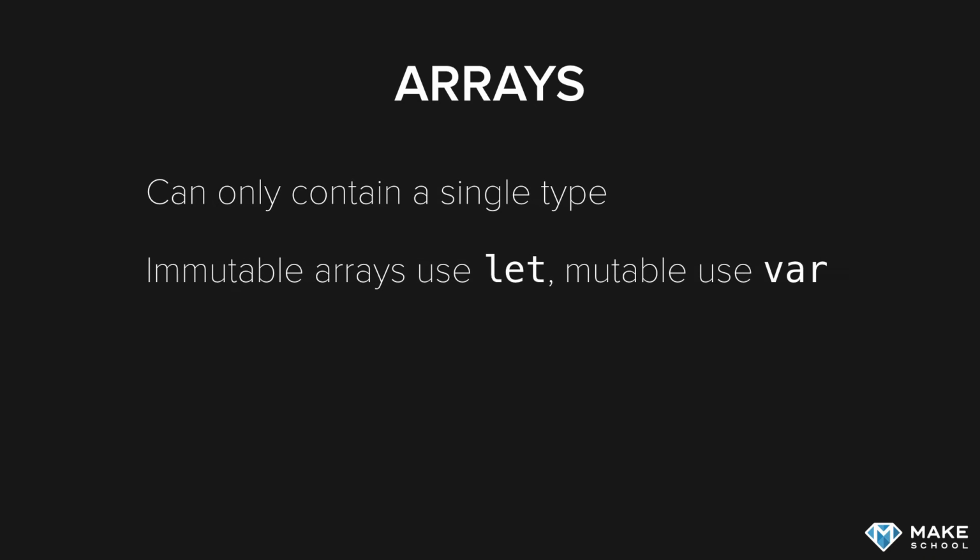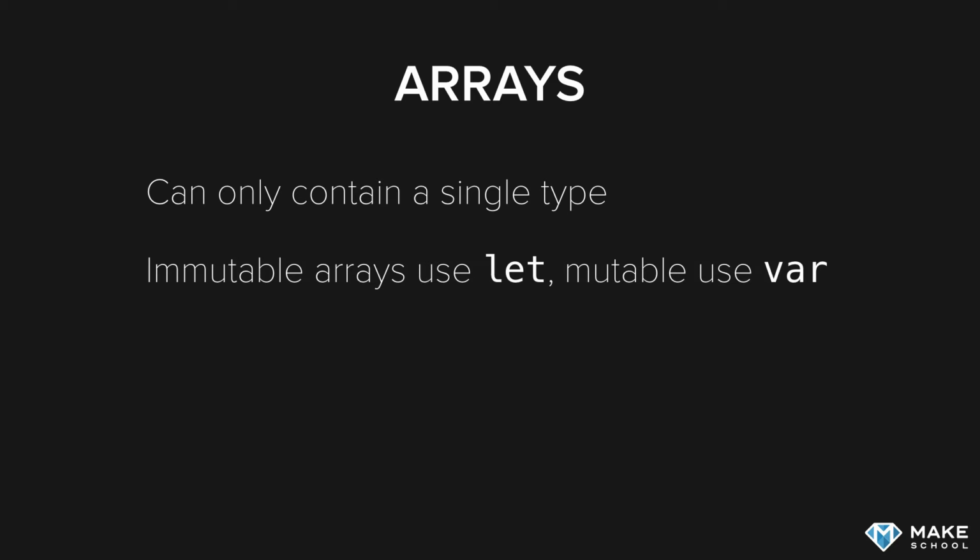The let keyword and the var keyword both come into play for arrays. Let will make an immutable array. This is an array that cannot change once it's been created. Var, on the other hand, will create a mutable array. These are arrays that you can append to, that you can change values of.